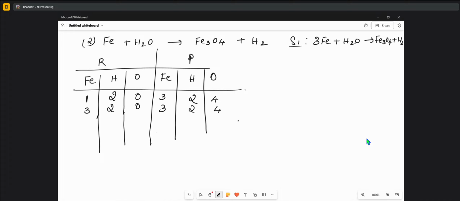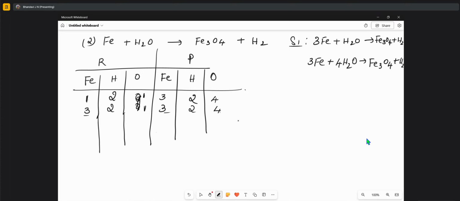Here it is 1, this is 1, here also 1. Now iron is balanced, but oxygen is not balanced, right? So what will we do? Oxygen here is 1, here it is 4. So I have to increase the oxygen. To increase the oxygen, I have to put 4H2O. So I'll get 3Fe plus 4H2O will give Fe3O4 plus H2.